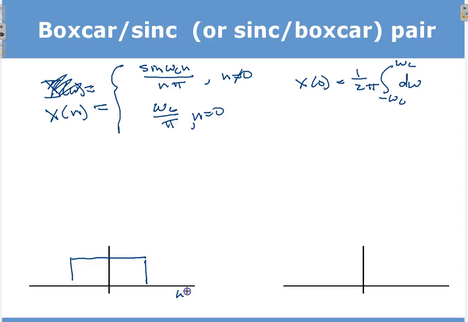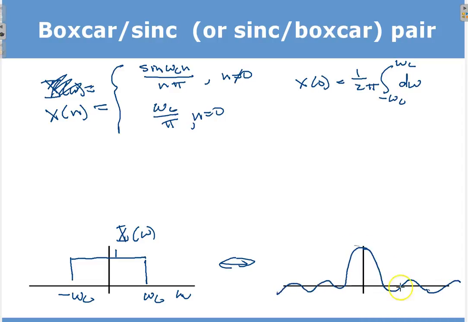Okay, so here we have omega, x of omega, from minus omega c to omega c. It's 1. And that transforms back and forth, because once we know one direction, the answer in the other direction is going to be, they're pairs. It's going to be a sine wave that decays as we go out in n. So this is n, this is x of n. We have the sine wave, but as n gets bigger, it gets divided by something bigger and bigger, so it falls off as we go away.